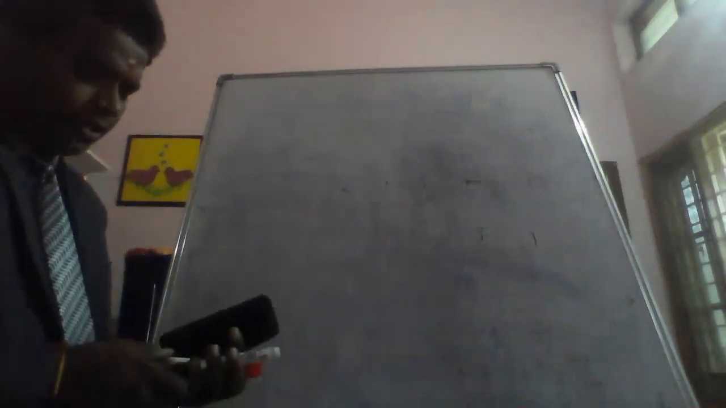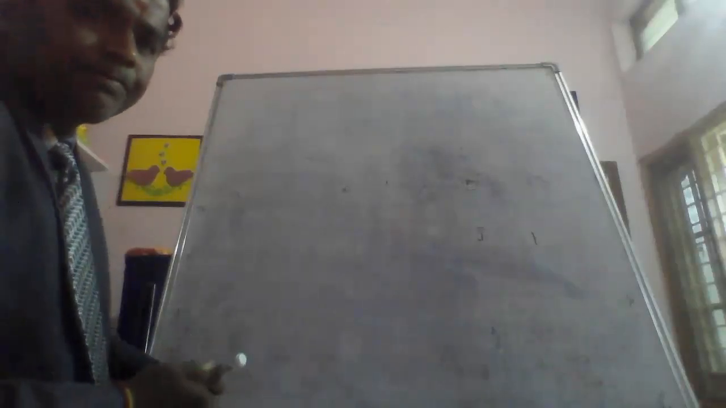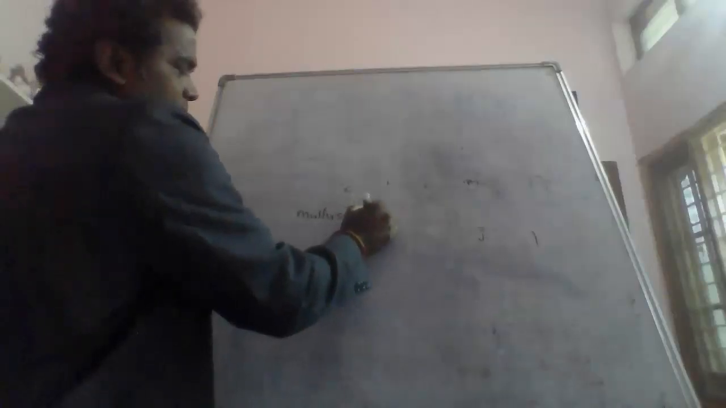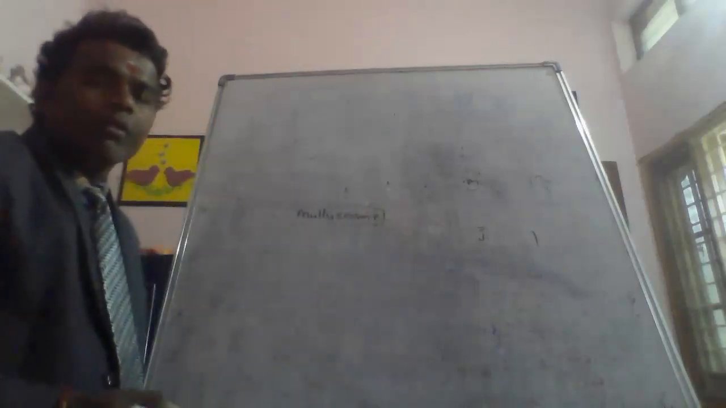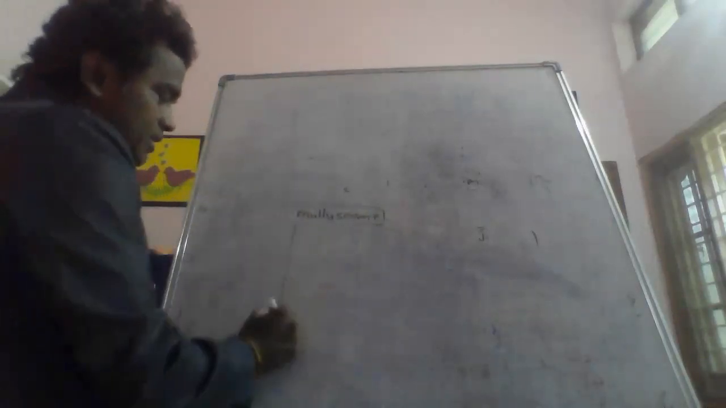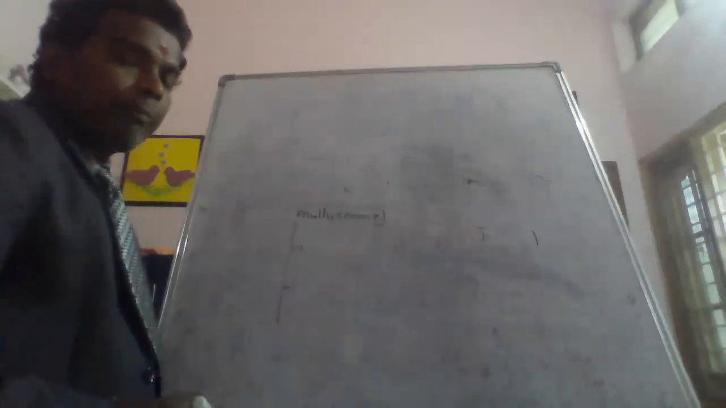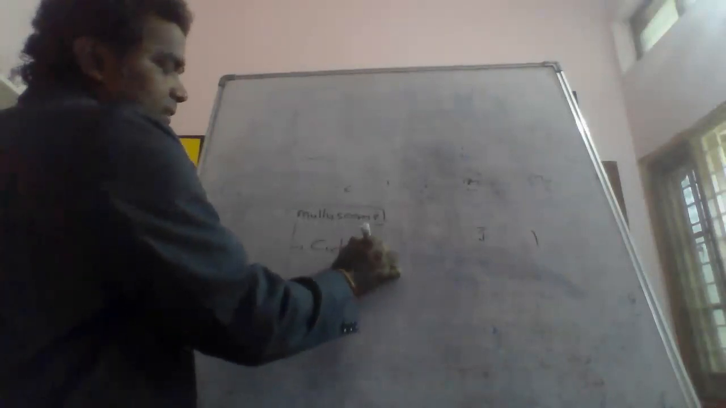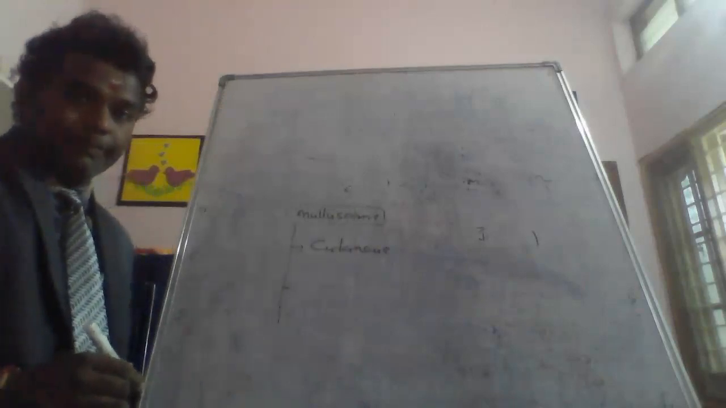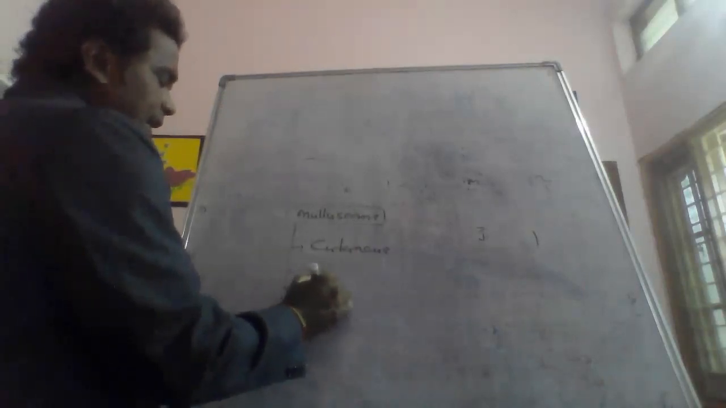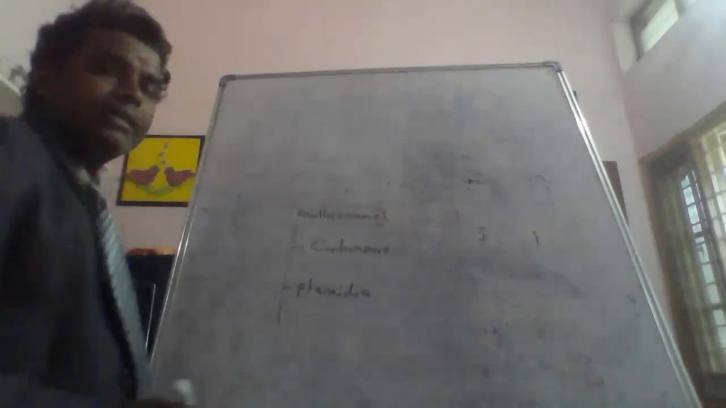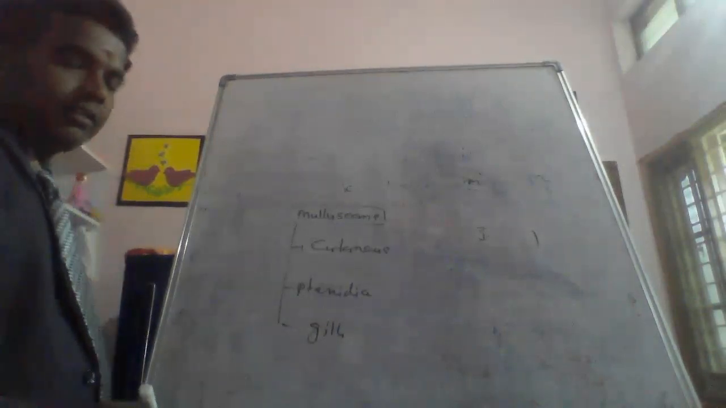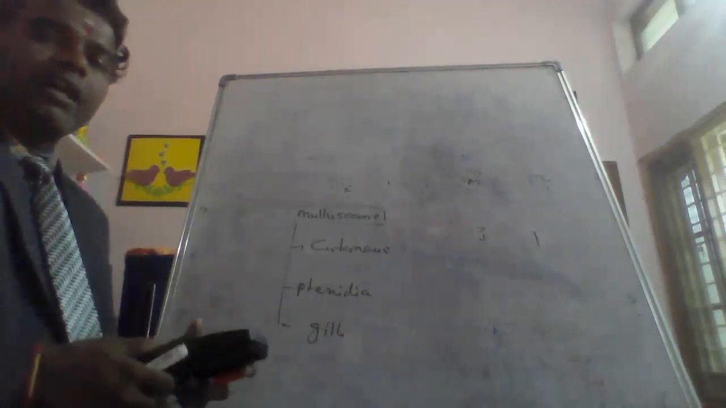Now I would like to go to the next phylum, Mollusca. What type of respiration is there in molluscans? Mainly cutaneous respiration. Ctenidia are also there, and gills are there. So these are all the respiratory organs in the Mollusca.